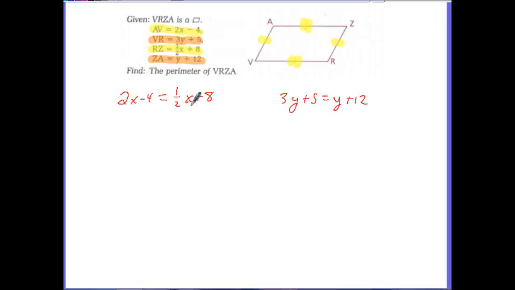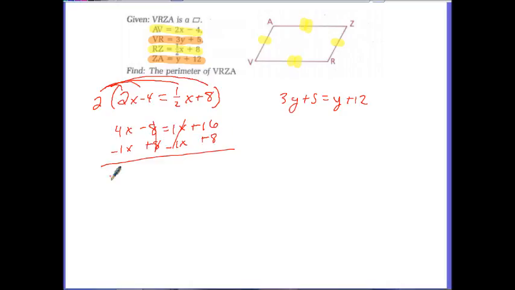Let's go ahead, solve for x, solve for y. Now, if seeing that fraction makes you a little uneasy, let's get rid of our fraction. We're going to times absolutely everything in our equation by 2 and get rid of those fractions. So here we go. When I do that, I end up with 4x minus 8 equals 1x plus 16. And let's go ahead and solve. Let's subtract my x's from both sides. And let's add my 8 to both sides, which is going to leave me with 3x equals 24. Divide by 3, and x is equal to 8.